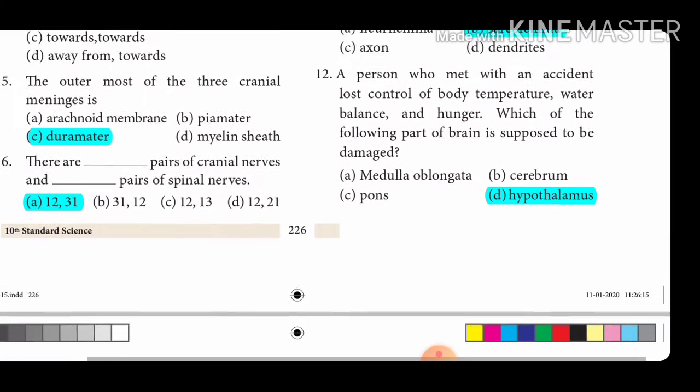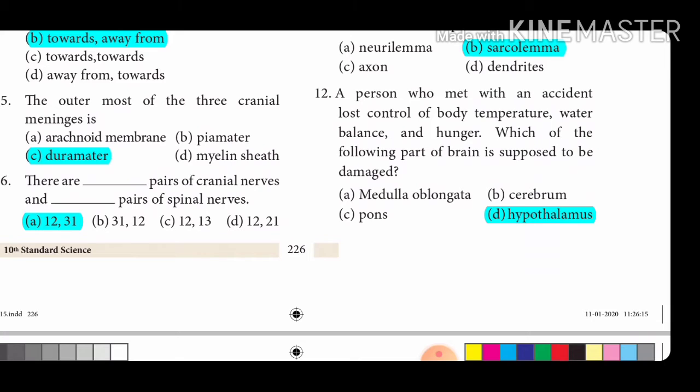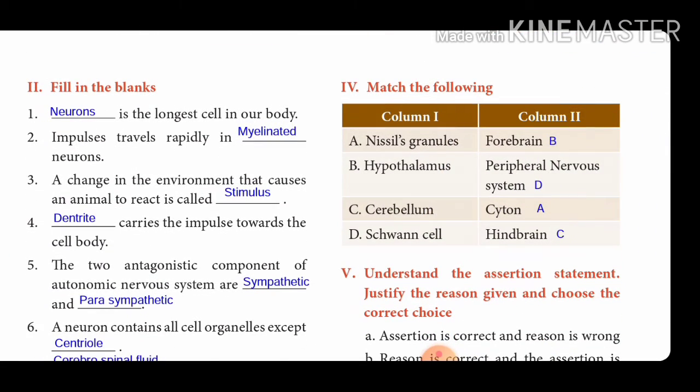12th one, a person who met with an accident lost control of body temperature, water balance, and hunger. Which of the following parts of the brain is supposed to be damaged? The answer is D, hypothalamus. Second Roman letter, fill in the blanks. First one, dash is the longest cell in our body, neurons. Second one, impulses travel rapidly in dash neurons, that is myelinated neurons.